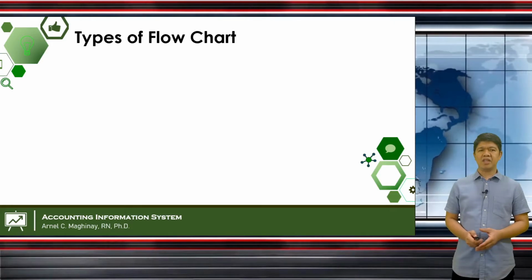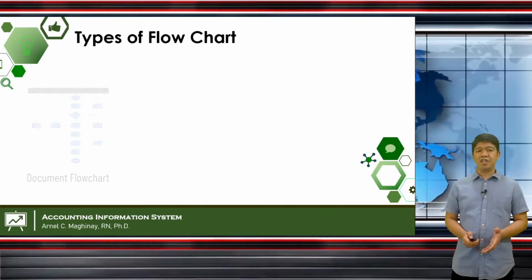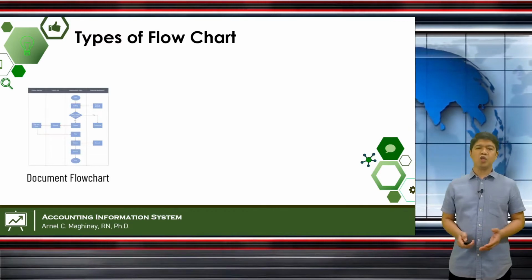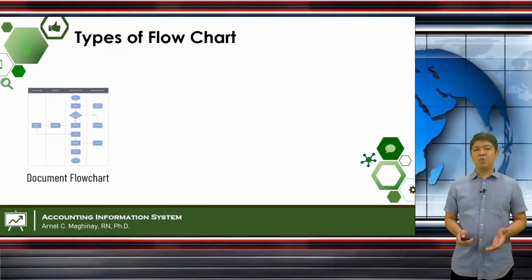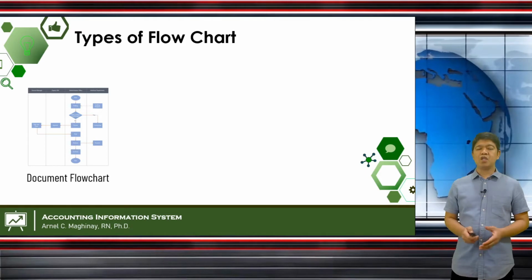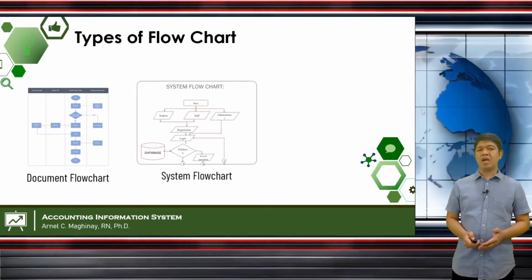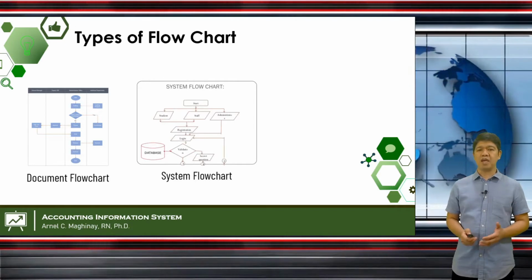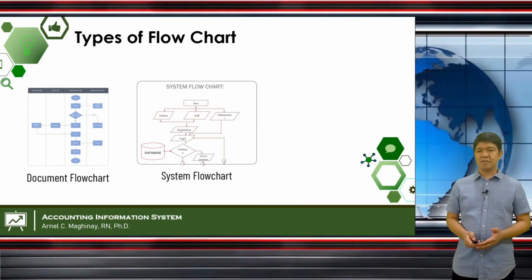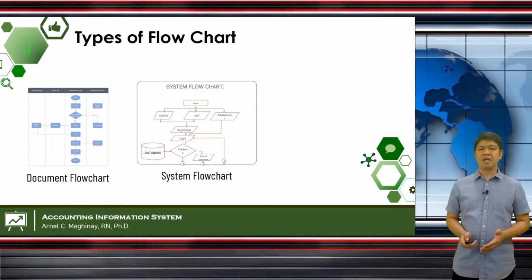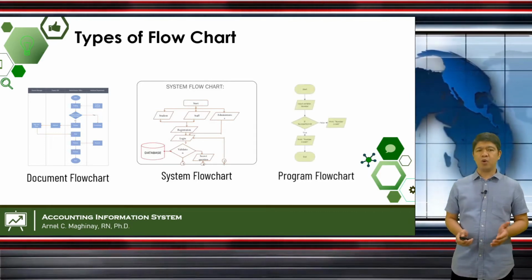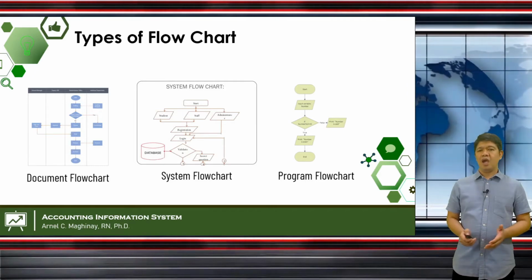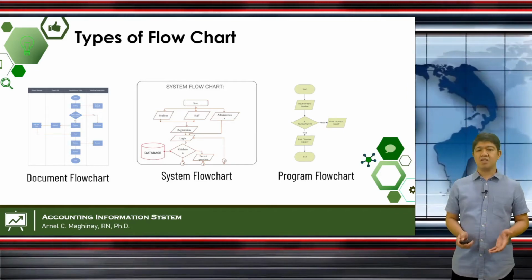So what are the different types of flowchart? First, we have the document flowchart, which shows the flow of documents and information between departments or areas of responsibility. We have the system flowchart, which shows the relationship among the input, processing, and output in an information system. And lastly, we have the program flowchart, which shows the sequence of logical operations a computer performs as it executes a program.